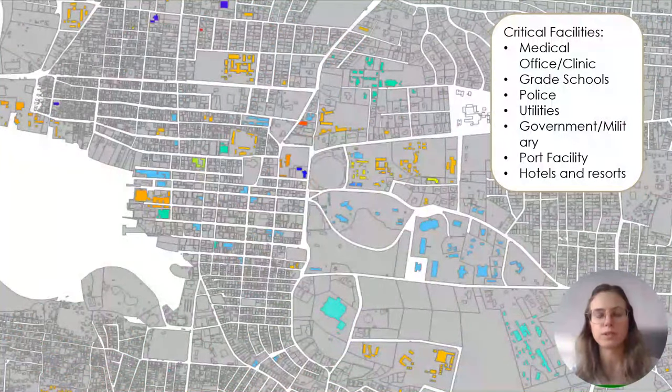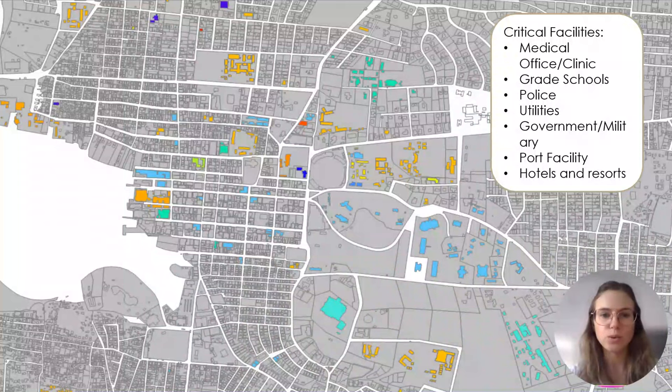Something very important of exposure development is to be able to locate critical facilities. For example, we can have medical offices, clinics, hospitals, schools, police, different types of utilities, government, port facilities, hotels and resorts. In this case, when we're talking about islands and touristic destinations, hotels and resorts are very important for the economy. So it's very important for us when we want to develop exposure to understand which are the types of facilities that we want to locate, depending also on our analysis.